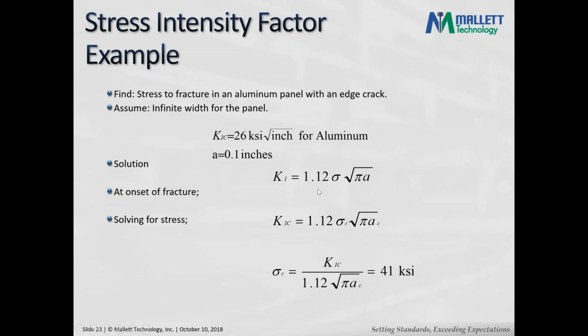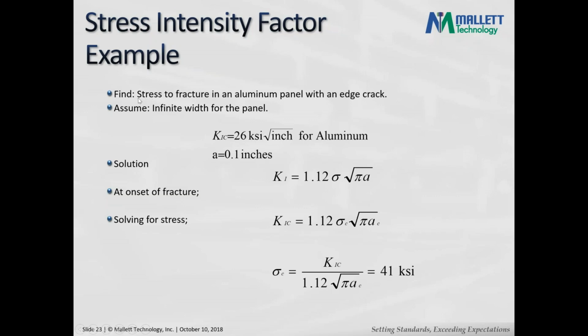So 1.12, you may say, where did this number come from? 1.12 is a geometry factor. Remember we said stress intensity factor is a function of geometry, and it's also a function of loading. For the case of an infinite panel with an edge crack, 1.12 is the right geometry factor. So knowing this formula, K sub 1 is equal to 1.12 sigma times square root of pi a, what do we know?